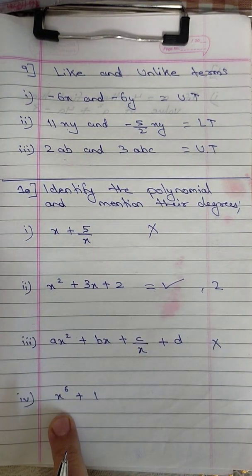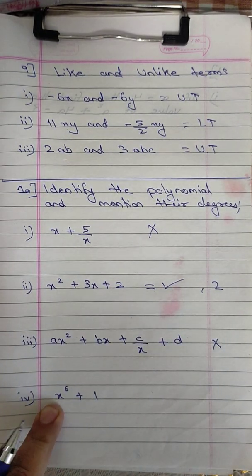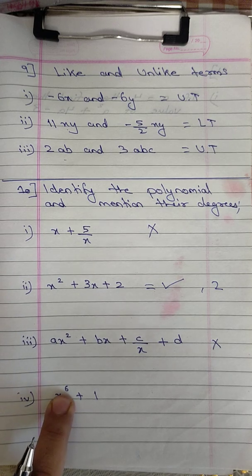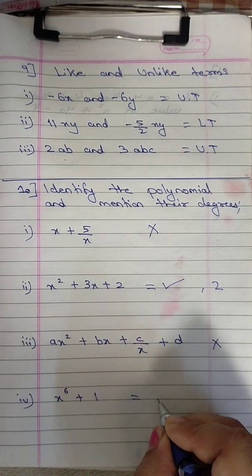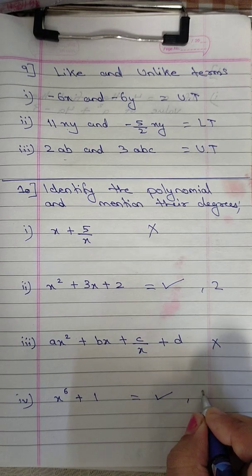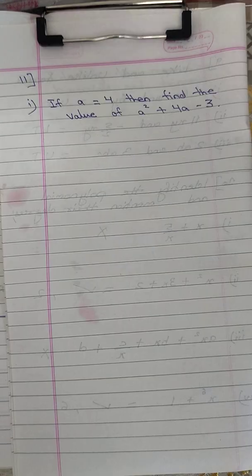Again, this is a polynomial because the variable has a positive power. So it is a polynomial. And what is the degree? The highest degree is 6. So this is how you will do the 10th question. Now let's move on to the 11th question, the last question of this exercise and this chapter also.